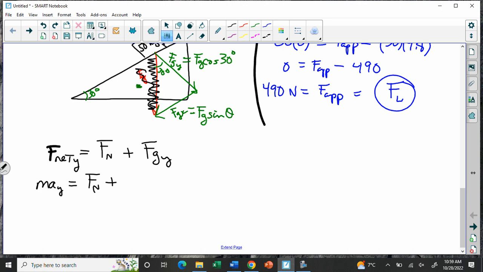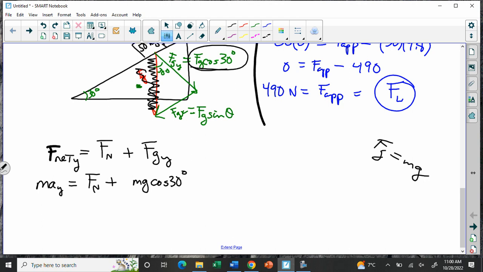FN and FGY is MGY, right? It's actually FG cos 30, so that would be mg for the FG. We turn that into mg because we know from before FG is equal to mg, right? And then we have our cos 30 there still for the y part. See, I'm using this guy right here, and all I did was change the FG to mg at the same time. I kind of did two things at once there.